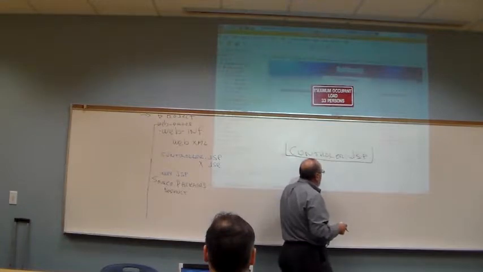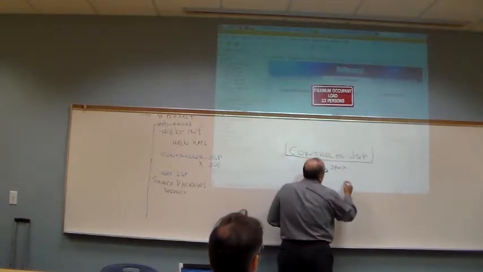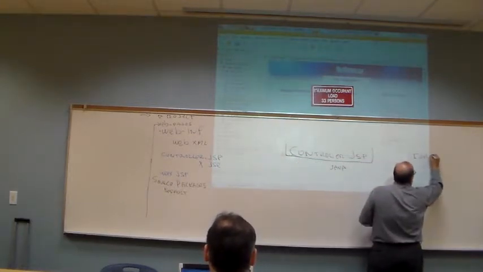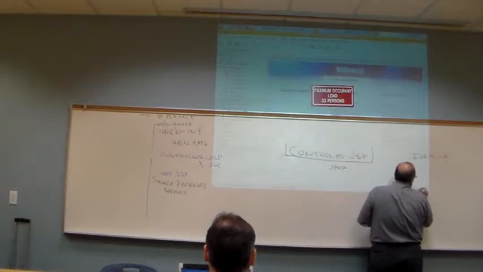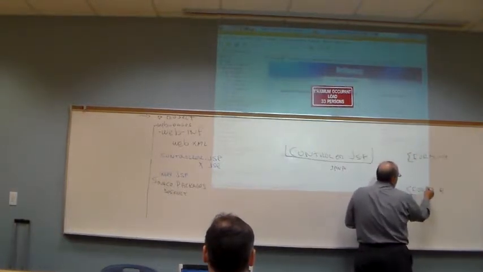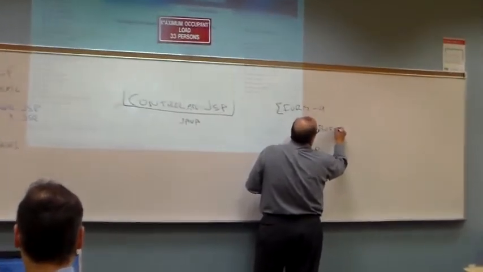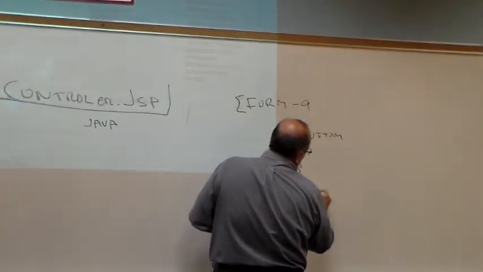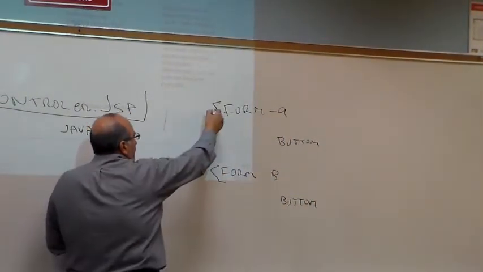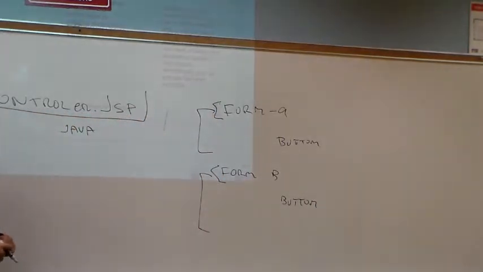Before we did the JSP, this guy with the Java, what was it that we had? We have two forms, right? We have form A and then form B. So this one gave us some kind of a button, and this one gave us another button. And we agree that we can have as many forms as we want inside a JSP, right?